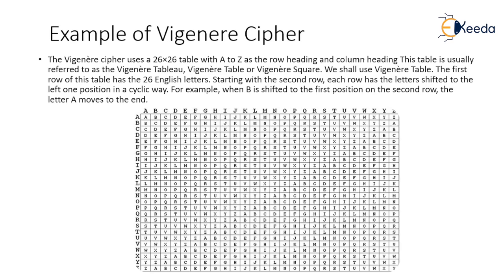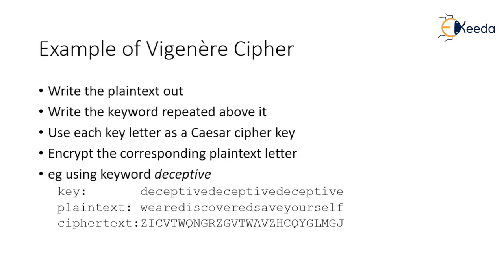Now we will see how to use the letters in the keyword and the letters of your plain text. So here we have the plain text as "we are discovered, save yourself," and the key is "deceptive." Just keep in mind that the first letter of the plain text is W and the first letter of the key is letter D.